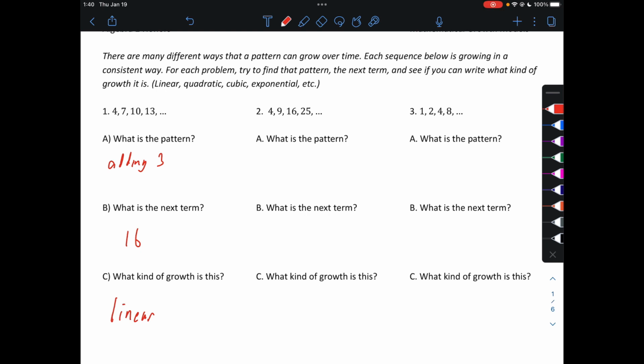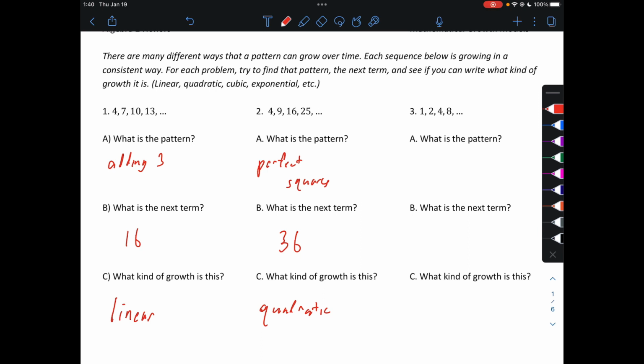The second one, 4, 9, 16, 25. These are the perfect squares. So the next term will be 6 squared, which is 36. What kind of growth is this? Well, that's all just quadratic because it's squares. So this is a quadratic growth.